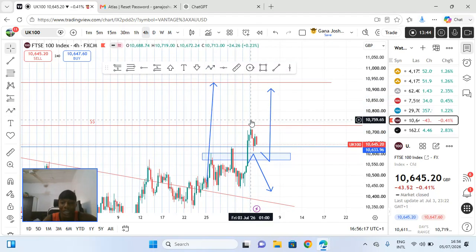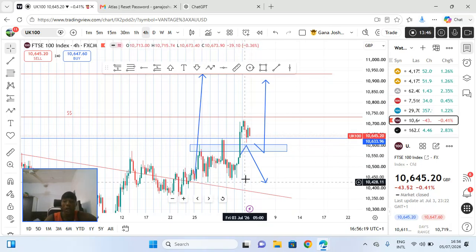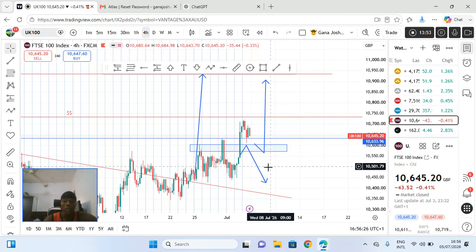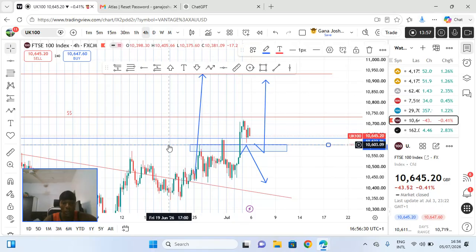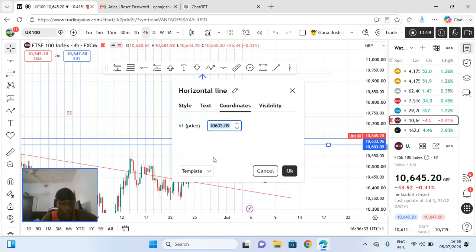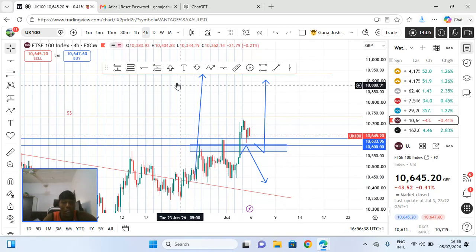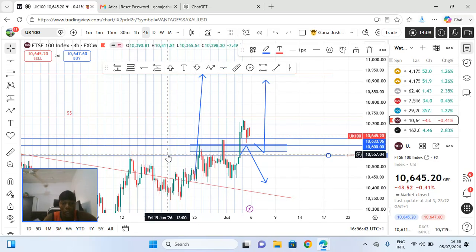which leaves us at around the 10,500, 10,600 level, a psychological level for a retest. Let's check that out quickly. 10,600. Yeah, so a retest on 10,600, 10,550 rather.